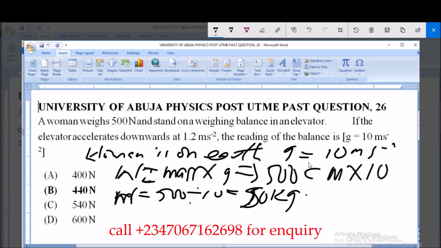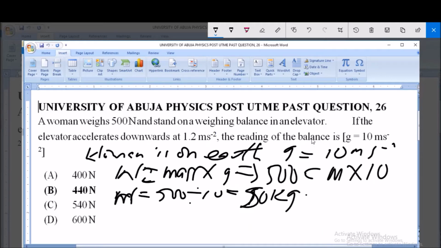Now if the mass is 50 kilogram and the woman is actually in an elevator, this is what happens. The acceleration normally acts upward. Now the acceleration of the elevator acts downwards. Let me explain something. The acceleration of the earth acts downwards this way, and it is 10 meters per second squared. The acceleration of the elevator also acts downward like this, for 1.2 meter per second squared.